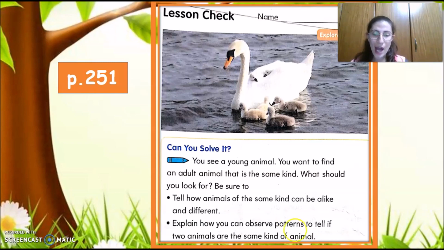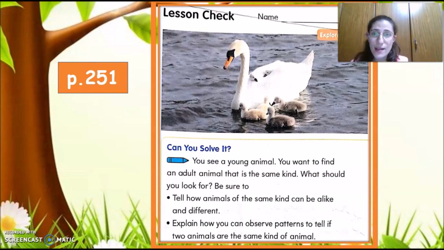Clear? Now, how can we observe patterns to tell if two animals are the same kind of animal? Keep in mind, guys, a pattern is something that is repeated. So I have to observe carefully to check if they share the same body parts. This means that this is a pattern repeating itself. Both have the same body parts. Okay? And this means that they are the same kind of animal.